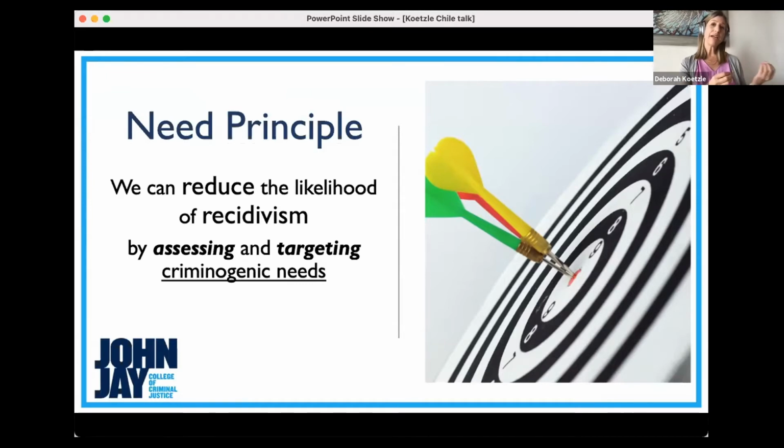So those central 8 risk factors that can be changed are the things that we should be targeting with our interventions. If someone has a drug problem, we should be providing treatment focusing on reducing their drug use. If someone has impulsivity, low self-control, then we should be providing them interventions that are designed to increase their levels of self-control, increase perhaps their decision-making.